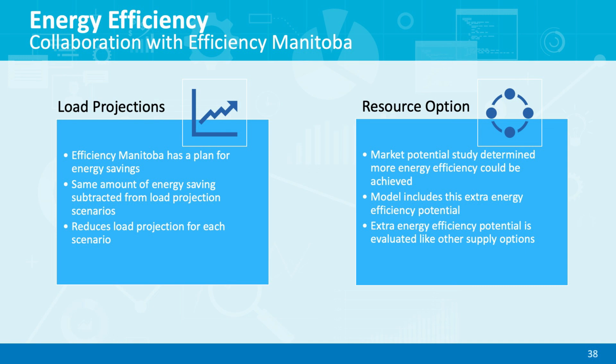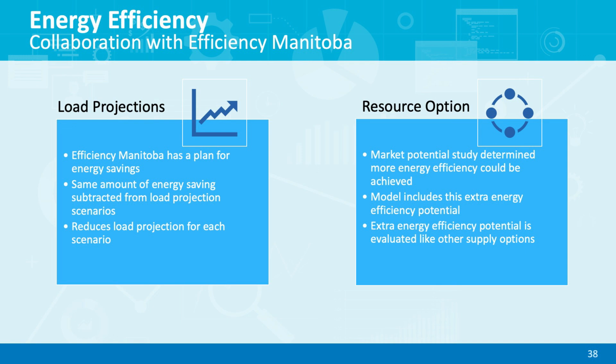This option is included in the model because we'd like to explore how energy efficiency can reduce load and how it can contribute to reducing the amount of overall generation required. To achieve this, Manitoba Hydro is collaborating with Efficiency Manitoba. First, some energy efficiency measures are assumed to be achieved. This is based on Efficiency Manitoba's energy saving projections. The amount of energy is subtracted from the load projections for each scenario. This results in less load than otherwise would need to be met for each scenario.